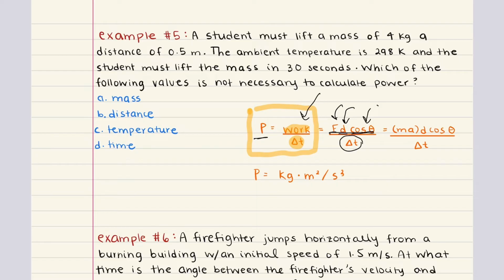Now we can rewrite the force term as well using Newton's second law. Force is equal to mass times acceleration, so we're going to substitute that term in for force. Now our definition for power is mass times acceleration times displacement multiplied by cosine theta, and that's all divided by change in time. We notice we have a mass term, we have a distance term, and we have a time term, but we do not have a temperature term. And actually, the correct answer for problem 5 is answer choice C. We do not need temperature to calculate power.